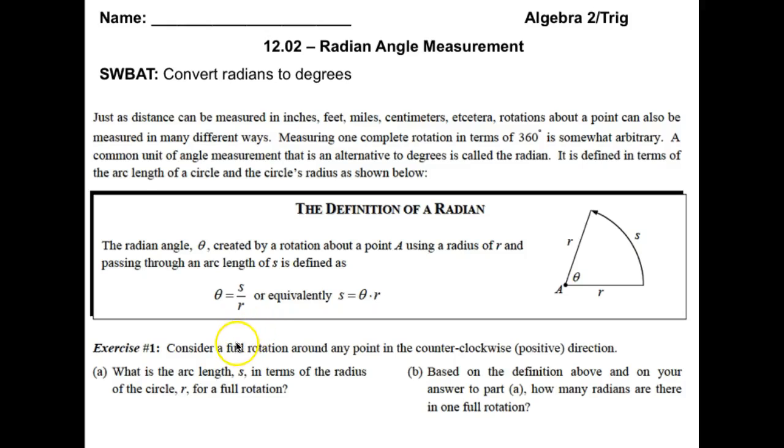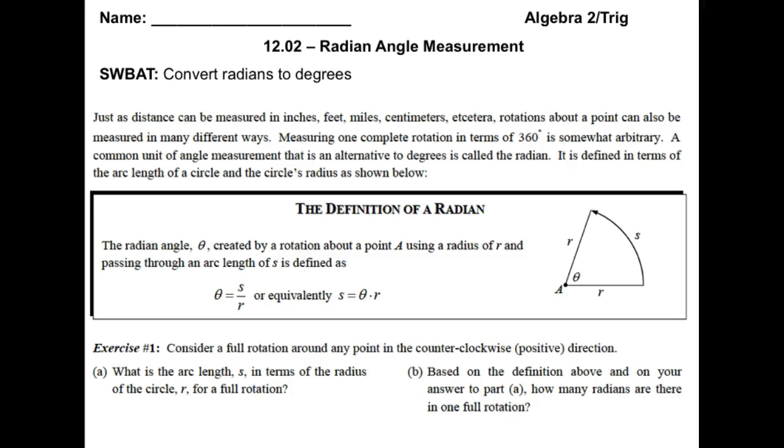Hey guys, we're starting with 12.2 radian angle measurement. So this is a good topic for the regions. They ask you to convert from radians to degrees or from degrees to radians. Just as distance can be measured in feet, miles, inches, or centimeters, as you did in geometry, rotation can also be measured in radians or degrees. So we can convert measurements from degrees to radians, or from radians to degrees.